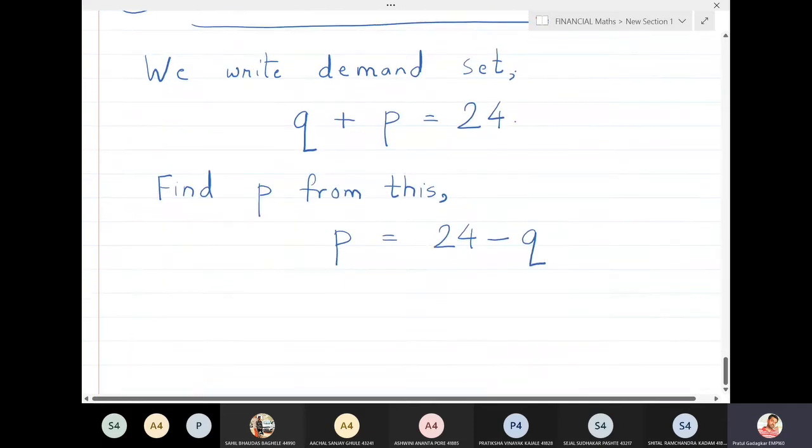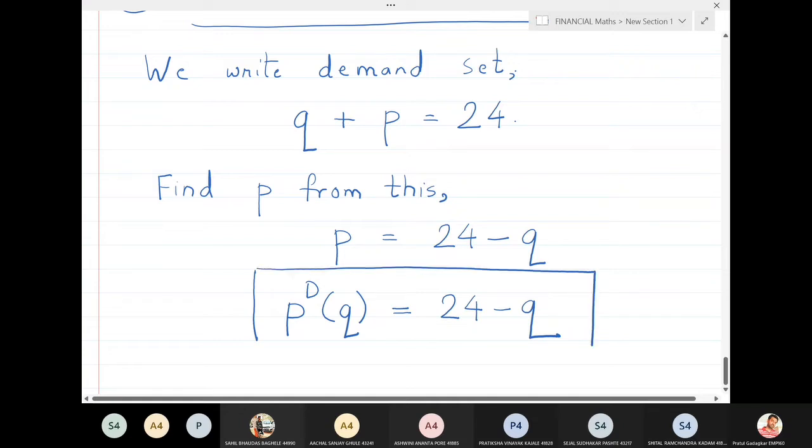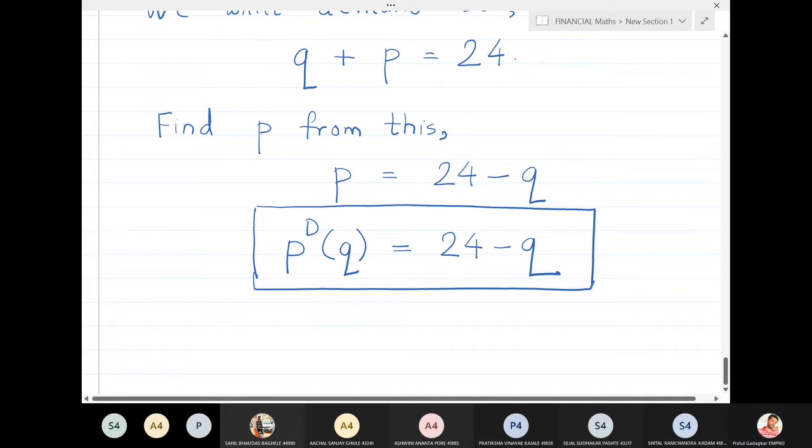So the inverse demand function is P, which is a function of Q. I'm going to call it PD(Q) because the D comes from demand. It is a function of Q, so it is 24 minus Q. It's called the inverse demand function. Correct.